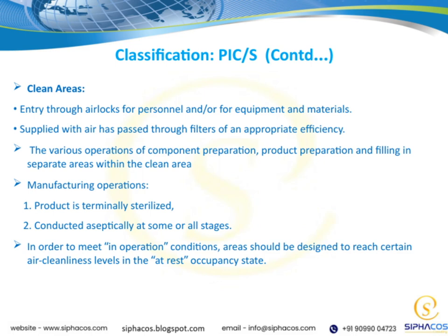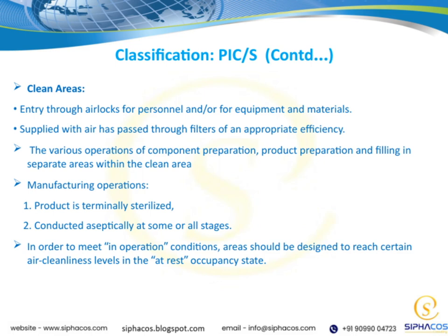When we look at manufacturing operations, there are two key points. First, the product may undergo terminal sterilization, which is the final step to ensure sterility. Second, some or all stages of the process are conducted aseptically, meaning under sterile conditions, to prevent contamination throughout production. To meet the necessary in-operation conditions, these areas should be carefully designed so that, even when in use, they can achieve certain air cleanliness levels.